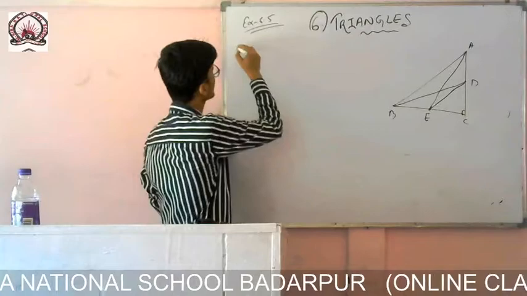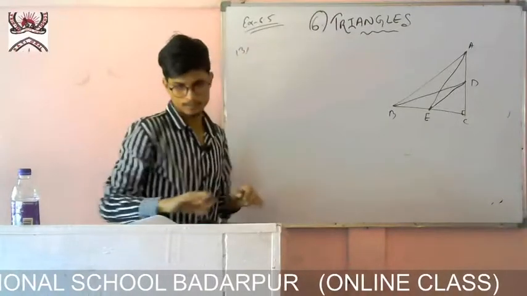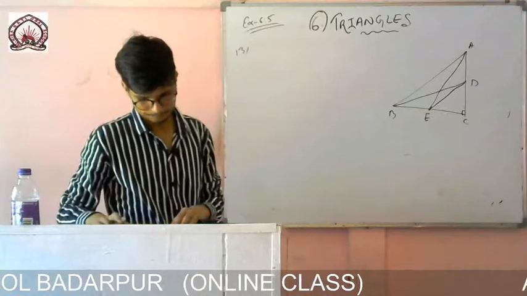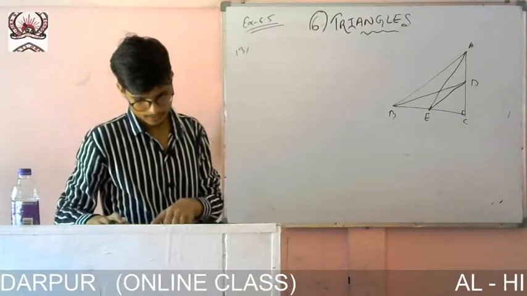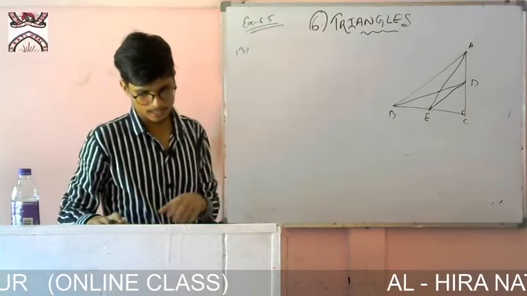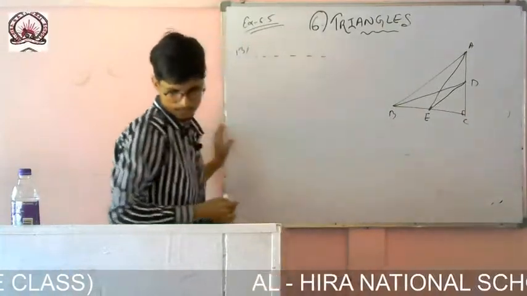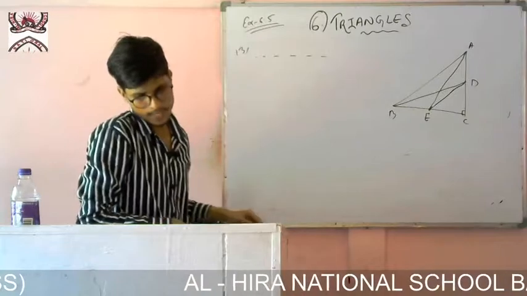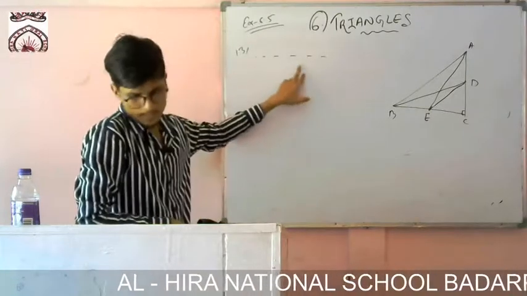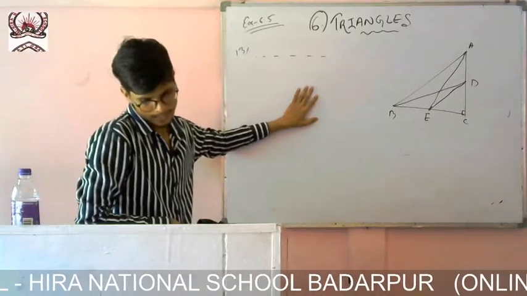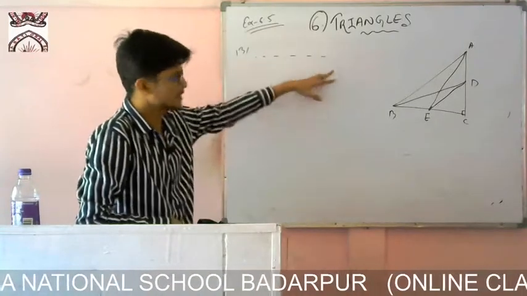So first of all, what is given? What are the things given? That you have to write. You write this line in your book: given D and E are points on sides CA and CB respectively of triangle ABC, right-angled at C.